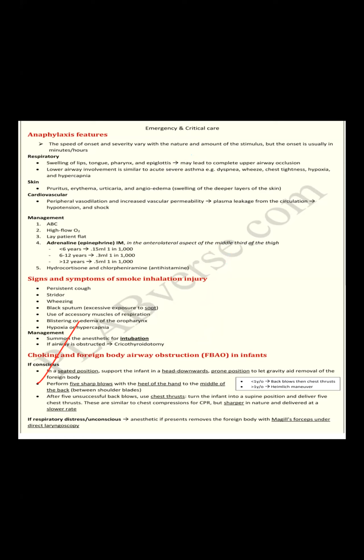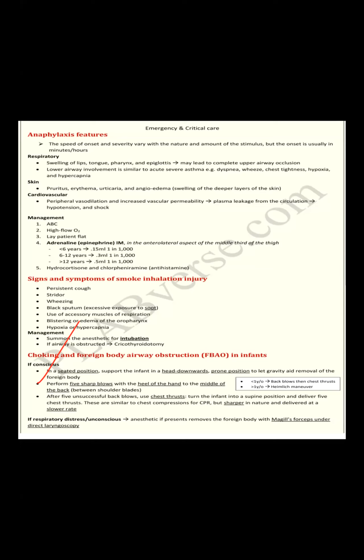Perform 5 sharp blows with the heel of the hand in the middle of the back. So below 1 year, back blow and chest thrust, and above 1 year, it is called the Heimlich maneuver. So the Heimlich maneuver is another way they give. Remember, for choking and foreign body obstruction, just remember these by name.